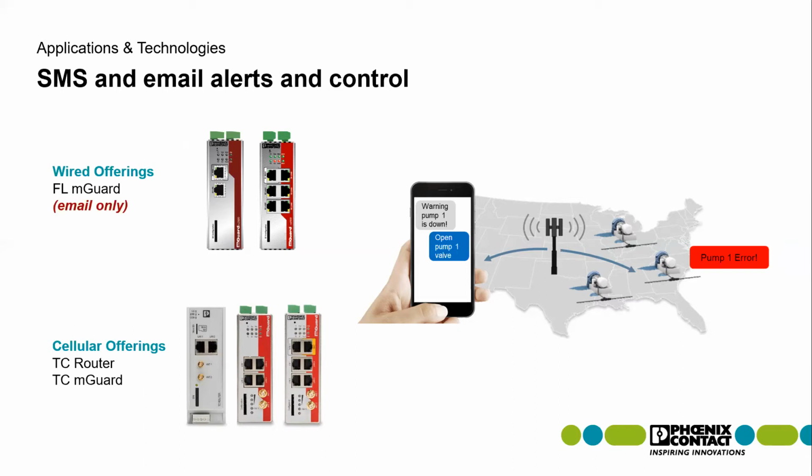Text messaging is something typically proprietary to the cellular products. The network operators and the SIM cards all enable that communication. So we have some native features built into our products where if an event goes wrong, or if you just want to trigger an output, you can do that all through texting or an SMS. We have an entry-level product called our TC router, and then we also have the FL MGUARDs, which are essentially just the cellular variants of the FL MGUARD.